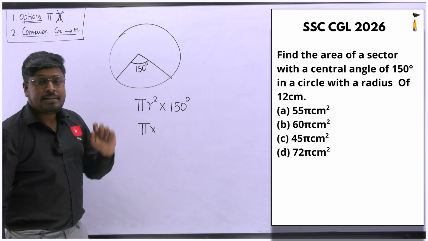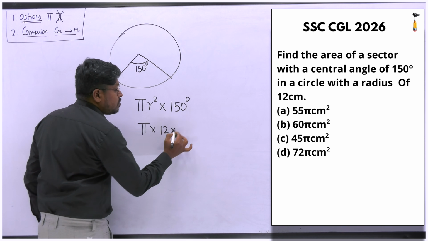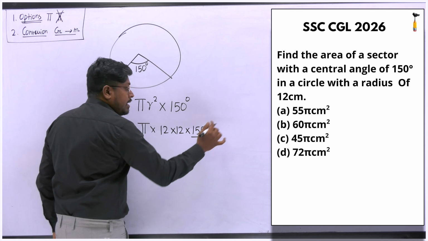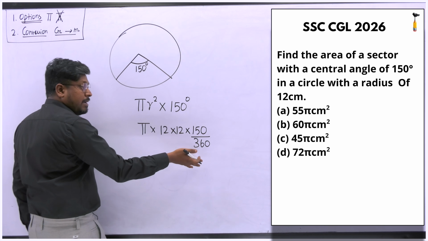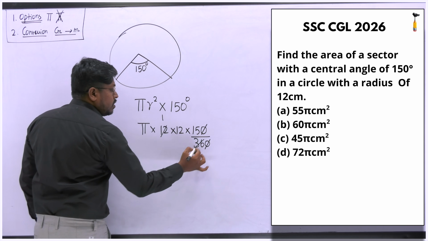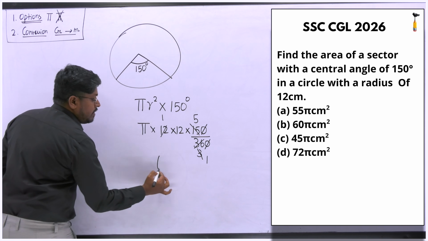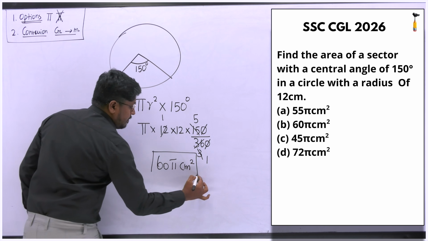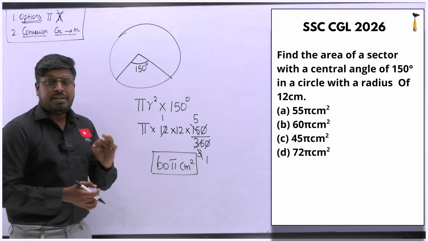Radius is already given in the question, which is 12. Don't write 12 square as 144; write it as 12 into 12, so that the calculation part will be a little bit easy. For 150 degree, if you need to remove the degree, divide by 360. If it is a percentage, divide by 100. If it is a degree, divide by 360. Now try to cancel it. We can cancel 0, 0 here. 1 12s are 12, 12 3s are 36. So 1 3s are 3, 5 3s are 15. So 5 into 12 will be 60. So 60 pi. Because it is an area, it will be centimeter square. That's it, right? So the answer for the first question is 60 pi centimeter square.